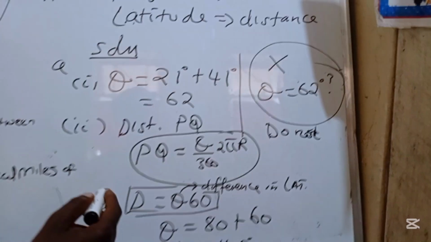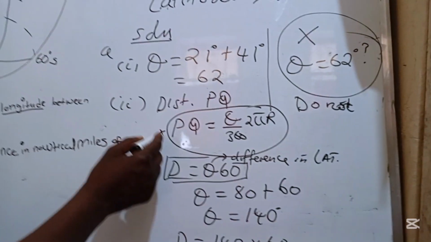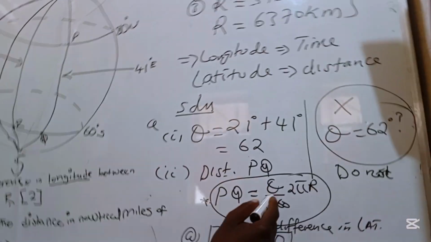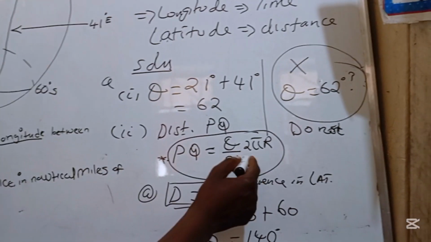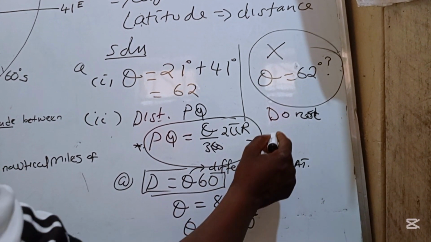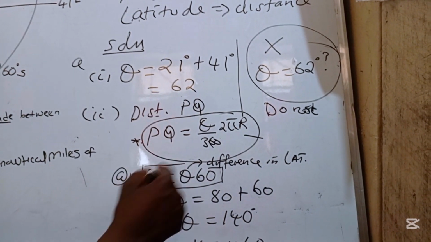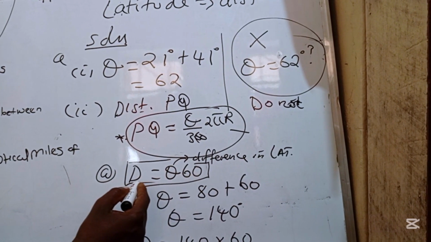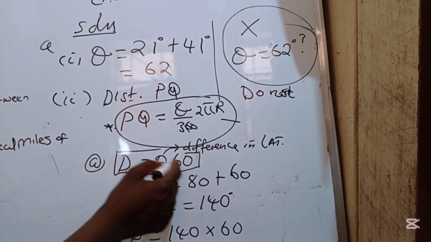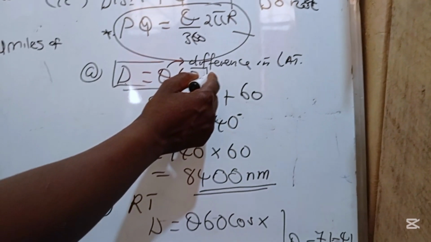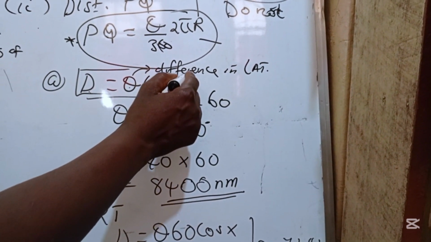So from there, ladies and gentlemen, we are running away from using this method where they are looking at the distance PQ. You say theta is equal to 2 pi r. Mind you, I'm avoiding this method. This is the distance along the longitude, there is no cos, so I'm avoiding it. I just go straight to this one whereby distance is equal to theta times 60. And this is the formula for the distance along the longitude.